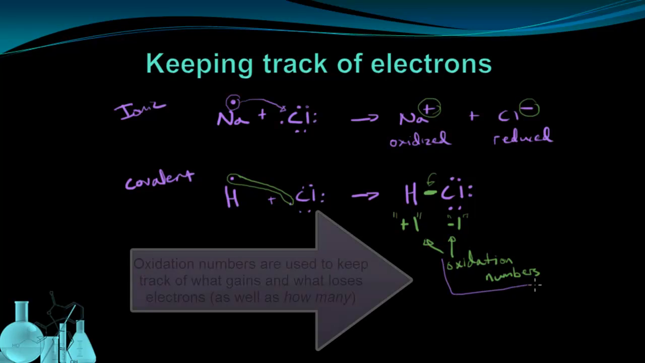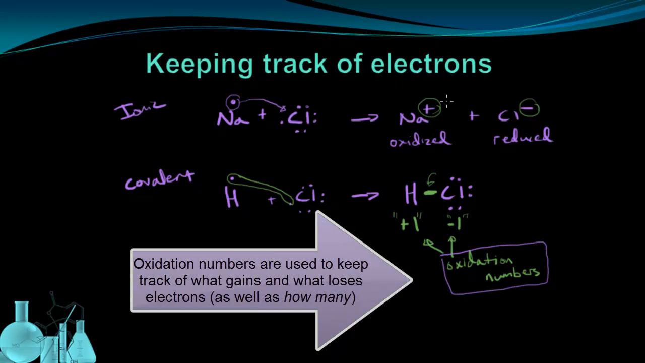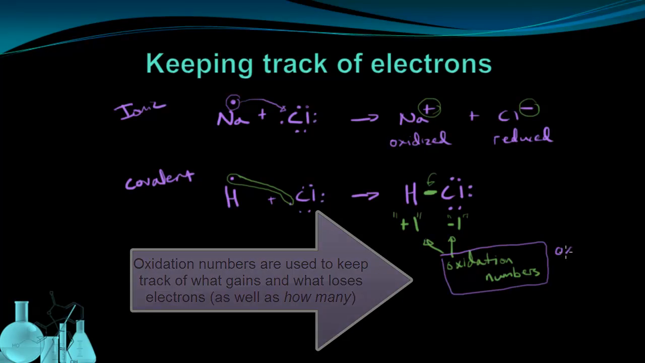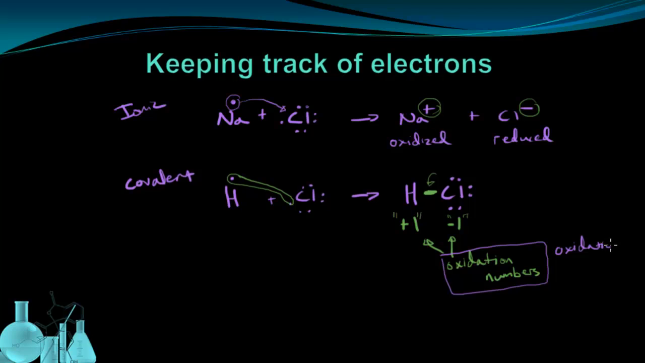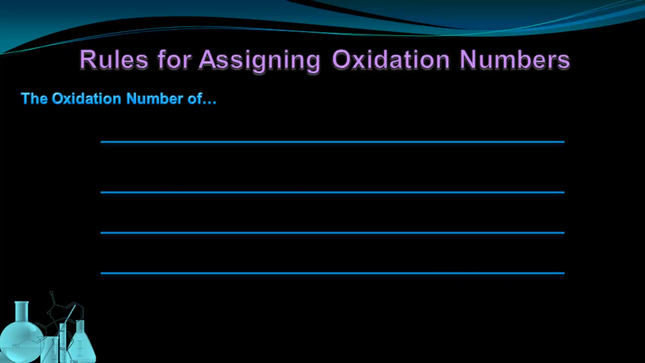Oxidation numbers are simply a system used by chemists to keep track of what gains and what loses electrons, as well as the number of electrons that are involved in that transfer. These are also sometimes called oxidation states. Now, since these oxidation numbers are just a system, we actually have some rules we use to assign them to elements. So let's take a look at some of these rules for assigning oxidation numbers.